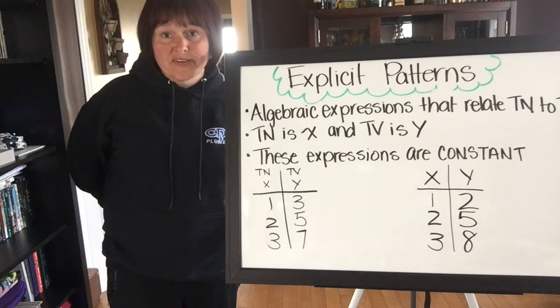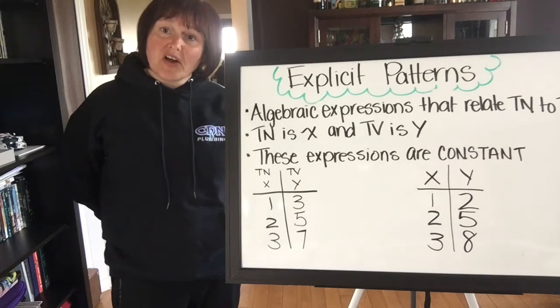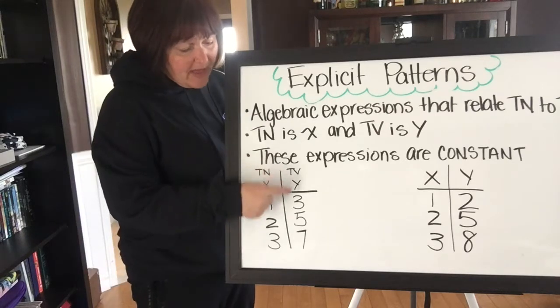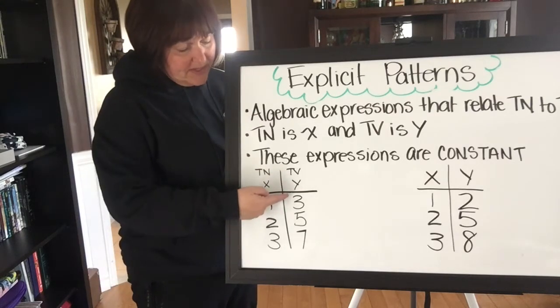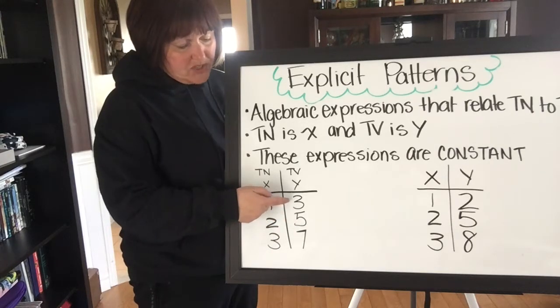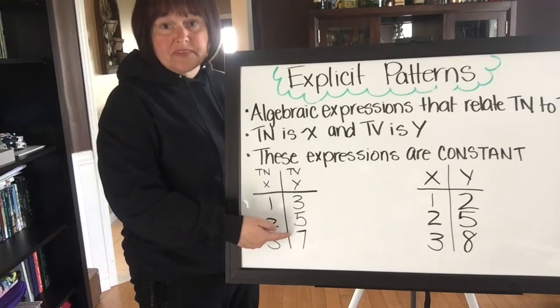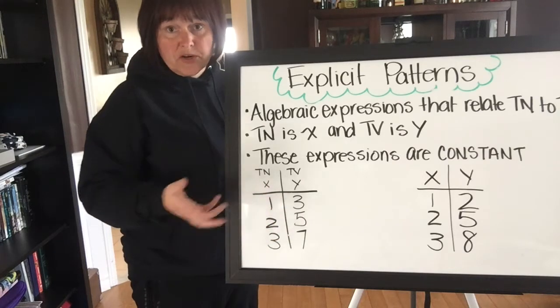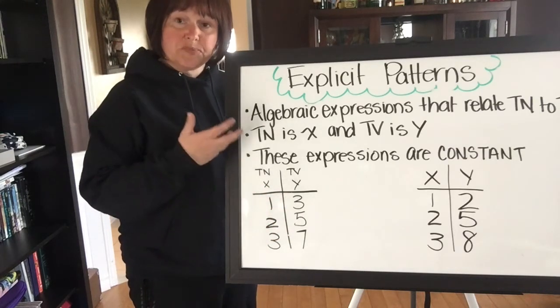into explicit patterns. We already know what recursive patterns are. They are patterns that relate term value to term value. So in this pattern right here, we would have a recursive pattern rule of start at 3 and add 2 each time. Now, pattern rules that are recursive can also help you find the explicit pattern rule.